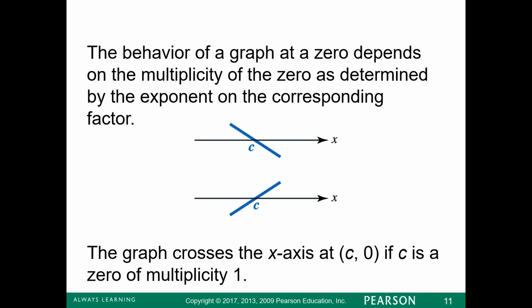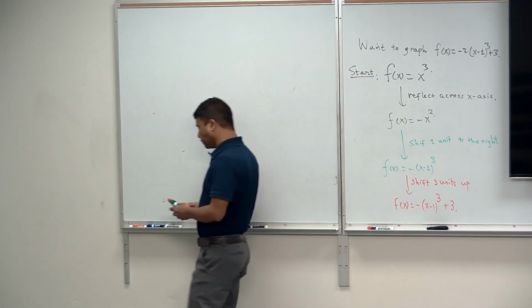If the graph of the function simply crosses the x-axis, then the x value of the point of intersection is a zero of multiplicity 1. So this is very, very important. Okay, so let me explain this here.